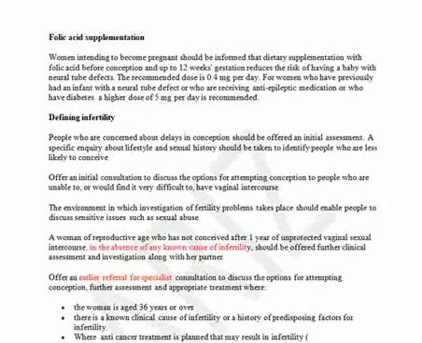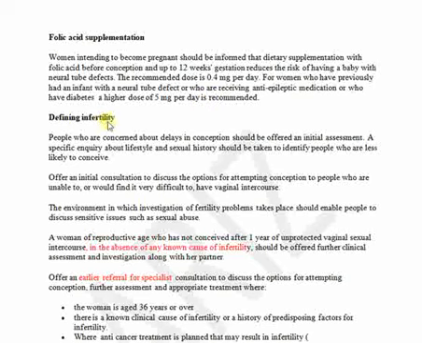Folic acid supplementation. Women intending to become pregnant should be informed that dietary supplementation with folic acid before conception and up to 12 weeks gestation reduces the risk of having a baby with neural tube defects. The recommended dose is 0.4 mg per day. For women who have previously had an infant with a neural tube defect, or who are receiving anti-epileptic medication, or who have diabetes, a higher dose of 5 mg per day is recommended.